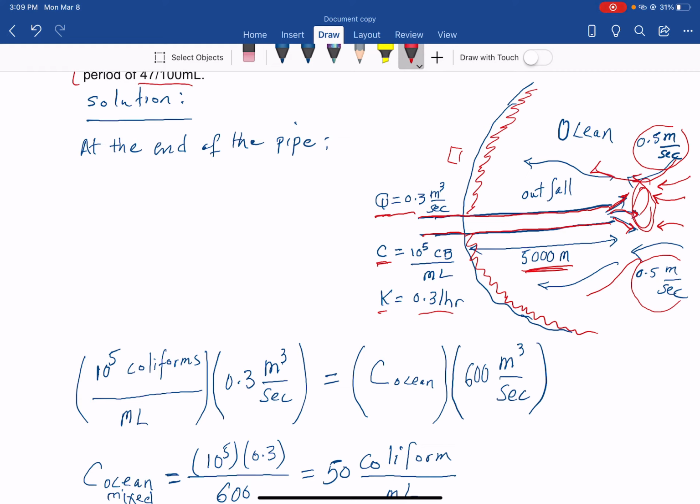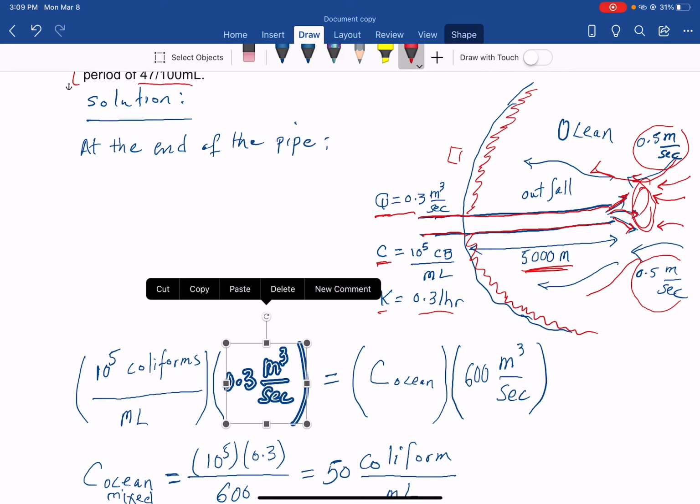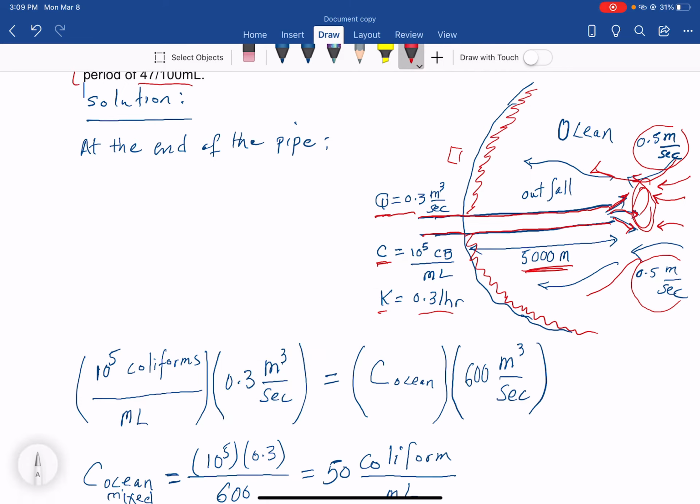Now, let's go to mixing. What is the N? We have one N. We have concentration. Of course, we have to make it N equal out.